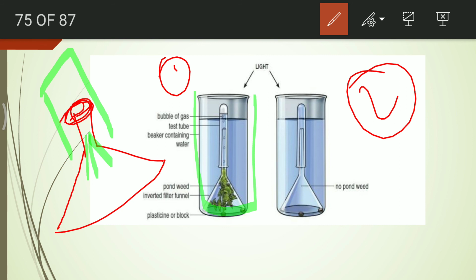The change which we observe is that small bubbles start forming in the test tube. And after some time we see that the level of water inside the test tube tends to decrease. It is because oxygen gas is taking up the place in the test tube. This is because the plant is doing photosynthesis and it is releasing oxygen as a byproduct. By the end of this experiment, we come to a conclusion that oxygen is released as a byproduct of photosynthesis.